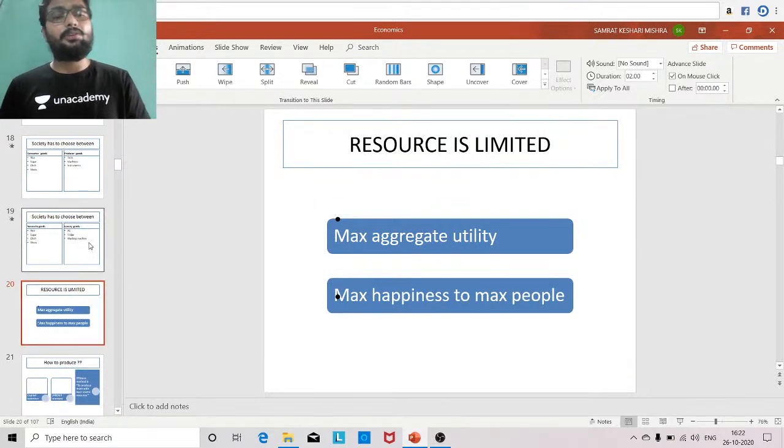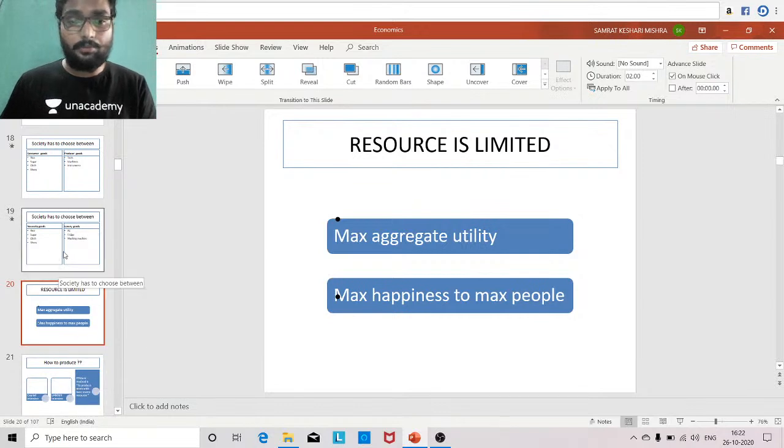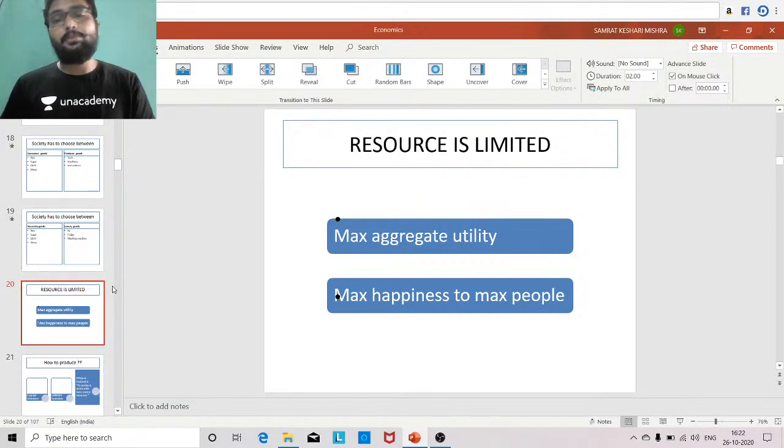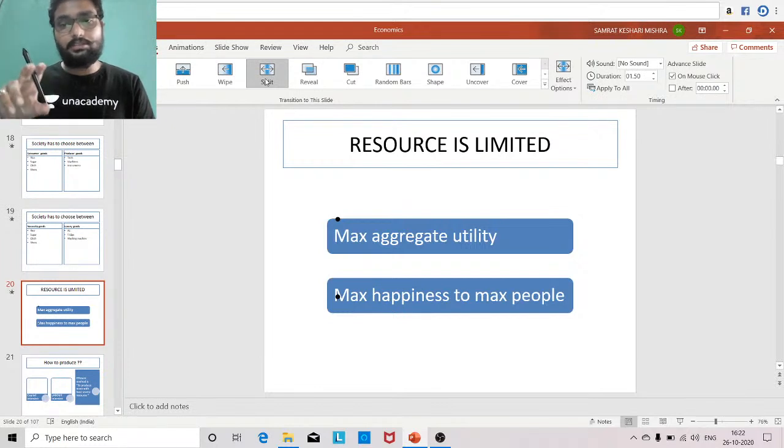If we have to produce so many things, then on what basis should we produce? Because for production we need resources: human resources, natural resources, or man-made resources. We have already studied that there is a limitation on resources. The resources are limited, so there are two theories upon which the process of production depends.